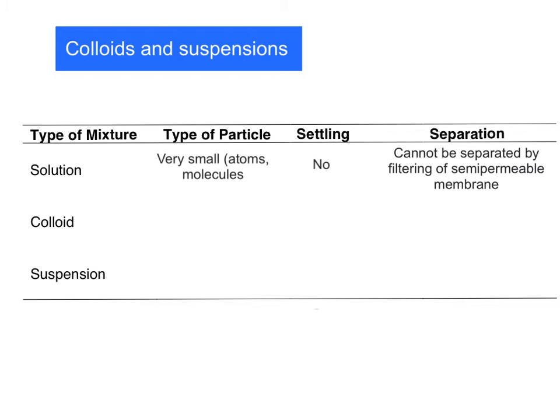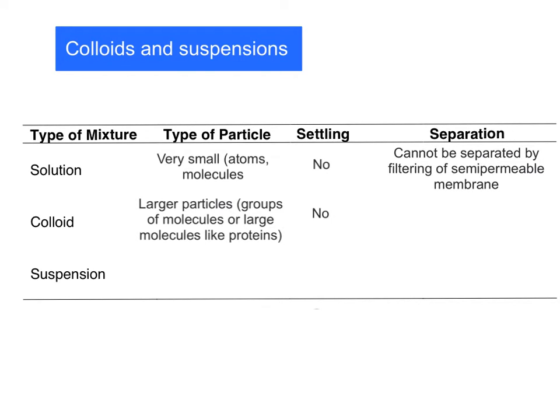So colloids, as I said, are larger. The particles are larger than they are in solutions. And they're usually groups of molecules or ions that are sort of stuck together. And these do not settle either. So if you let the mayonnaise sit in your fridge for weeks, it's still a uniform mixture when you pull it out, right? And then these particles are big enough that they can be separated by a semi-permeable membrane, but not by filters. So a filter would filter out bigger particles.